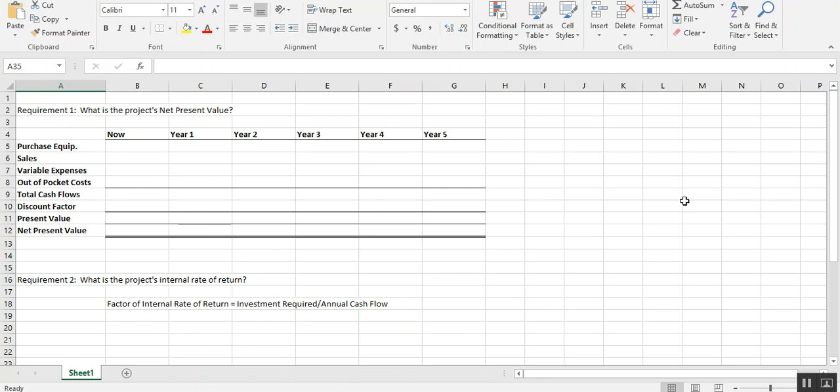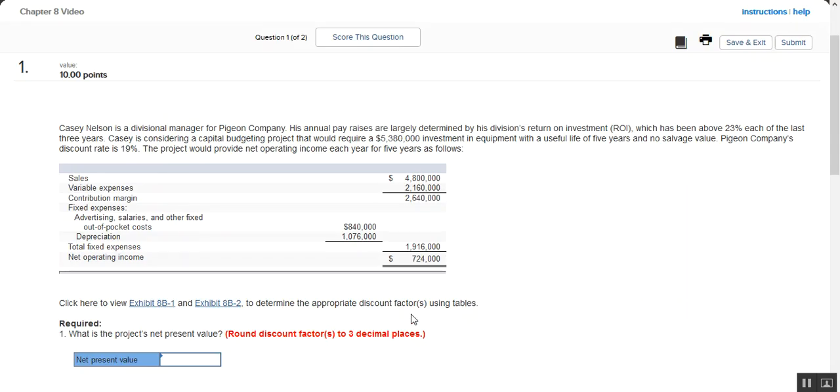So the first requirement says, what is the project's net present value? So we're going to use the net present value method to calculate the current value as of this day of what's going to be the value of the cash flows over a period of time. And we're dealing with a 5-year period of time. Let me go back to the book.